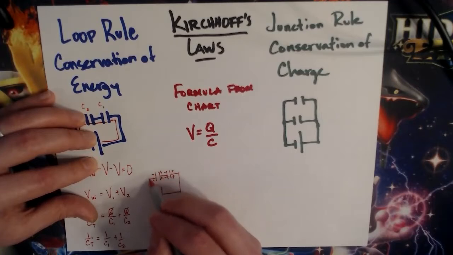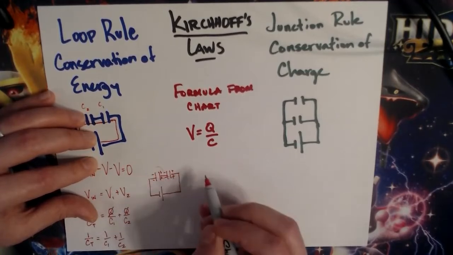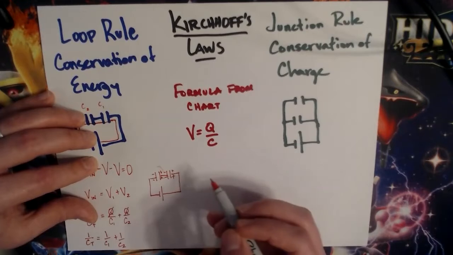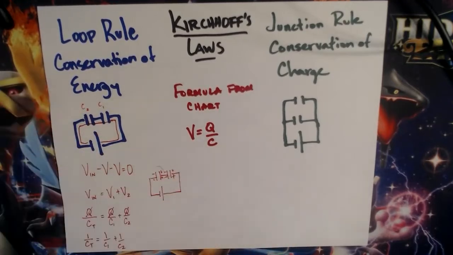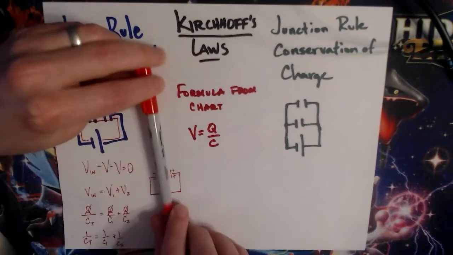Two positives, two negatives, 2Q. So each of them has the same amount of charge. But then how do we think about it being a total amount of charge on it? The way I think about it most effectively for me is I just cover up the middle of it.